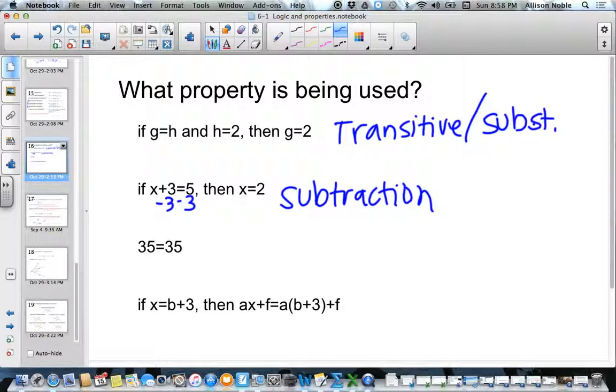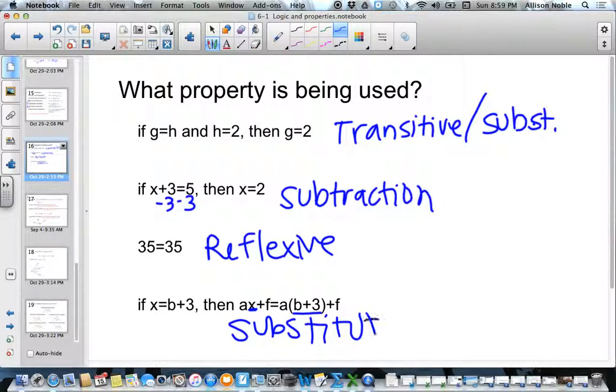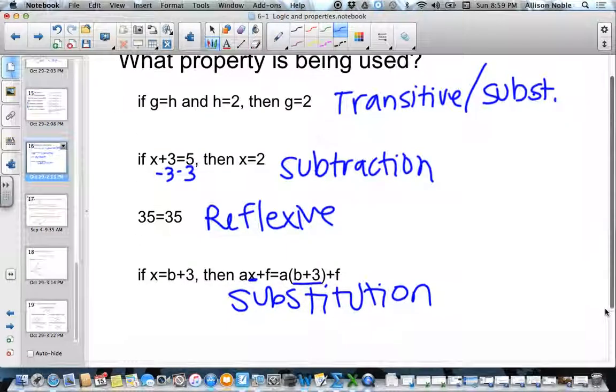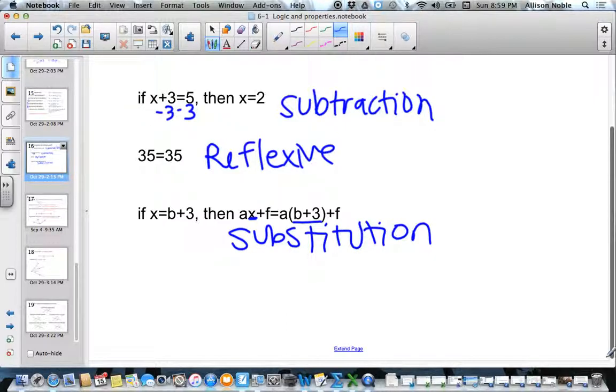35 equals 35. I'm dealing with one term. That would be reflexive. RST 1, 2, 3. And if x equals b plus 3, then a times x plus f would be equal to a times b plus 3, which you're replacing or substituting in for x, plus f. So that would be substitution.